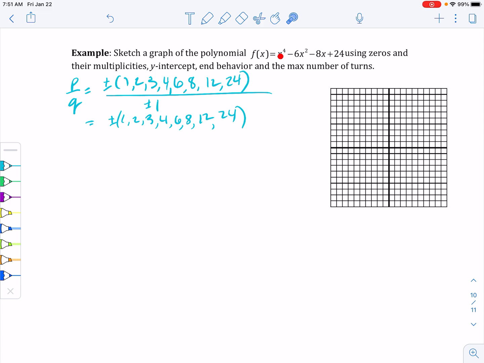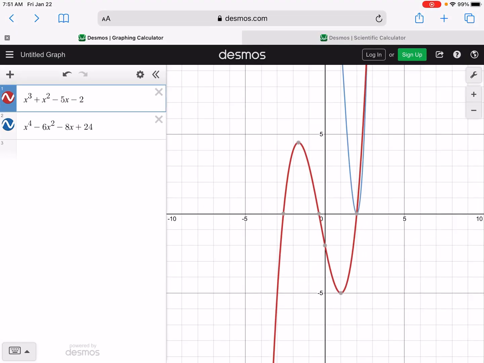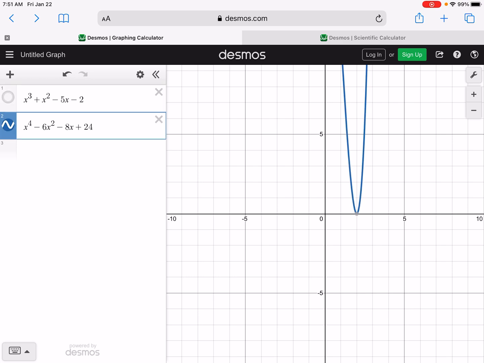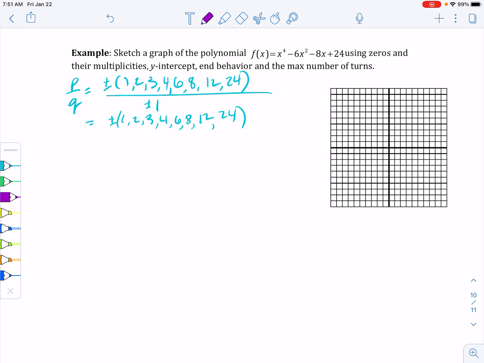So I'm going to put this equation into my calculator to see where it crosses. So I'm just going to use the Desmos one. So this is what our graph looks like. So we have this right here, which is at 2. Now notice it bounces at 2, so I can synthetically divide by that number twice. So I'm going to synthetically divide by 2 to begin with.